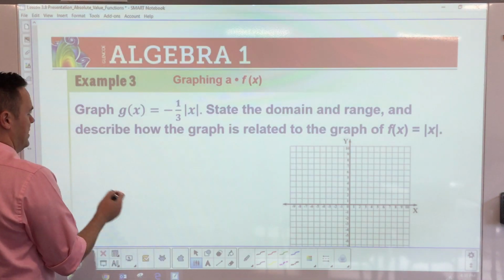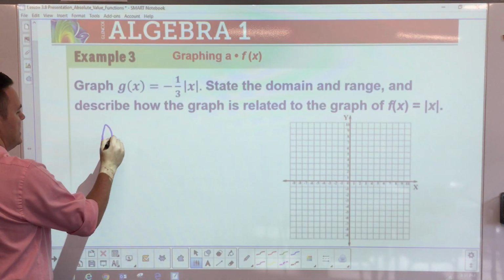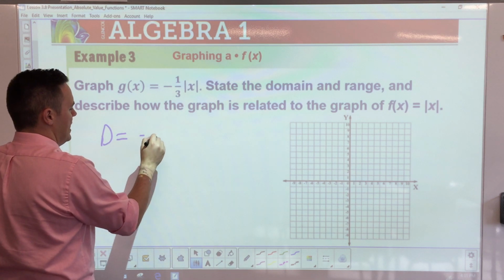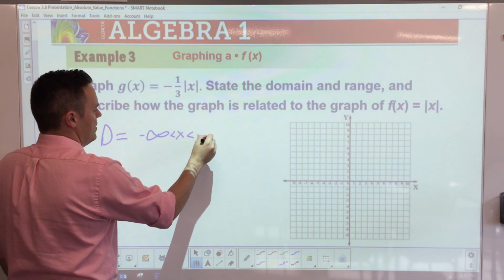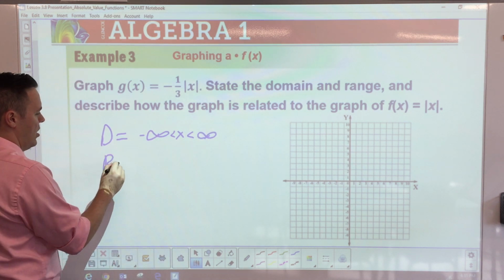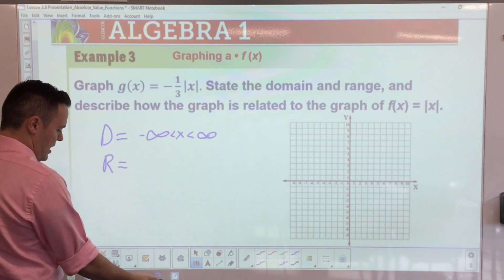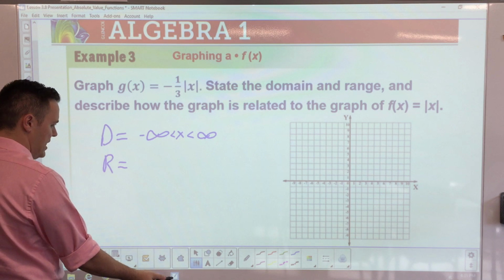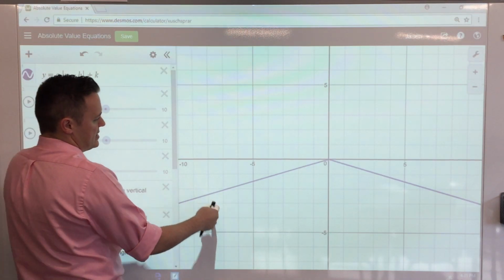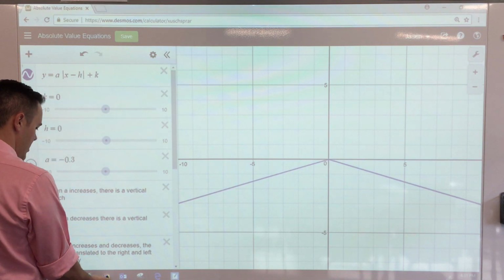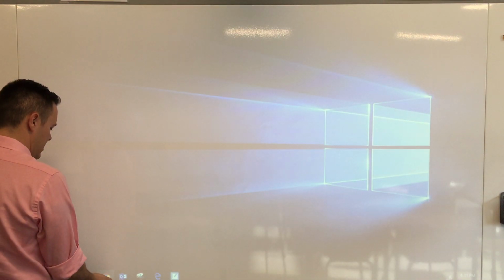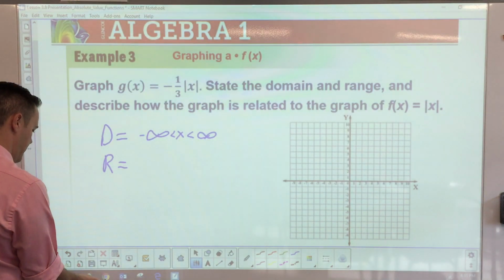So how is this related? Well, my domain is still going to be what? Negative infinity to infinity. But my range now, where did my range stop? Okay, my range is going to be, if I look at this, every value less than 0. So on this, ladies and gentlemen, how would you write that?